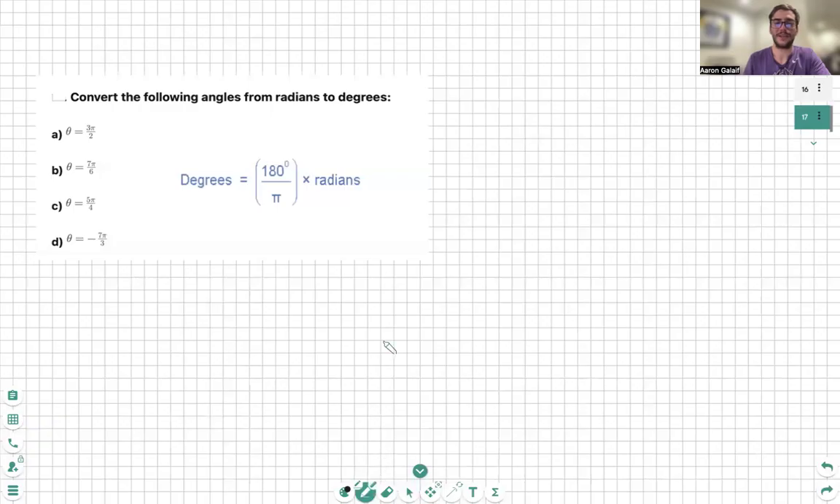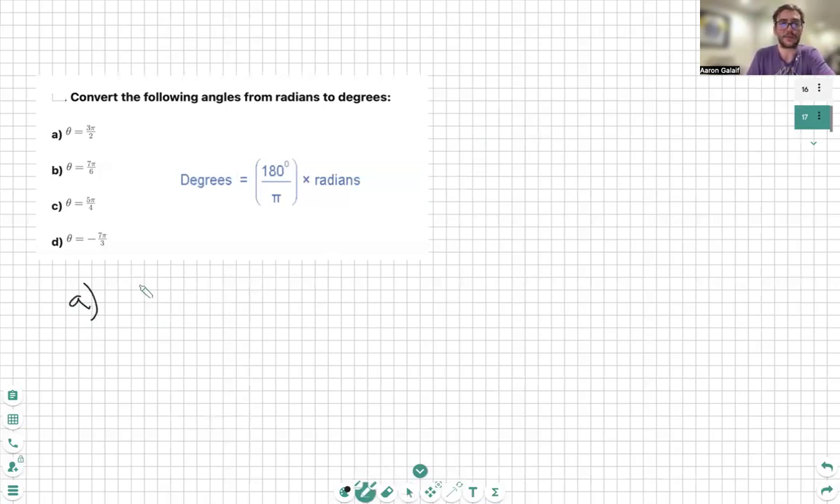Hello. In this video, we are going to go over how to convert radians into degrees. So the most important thing that we need to remember here is the formula of how to do that. Well, we're going to get our radians, multiply it by 180 over pi, and that's going to convert us into degrees. Very simple. So let's just jump straight into it.